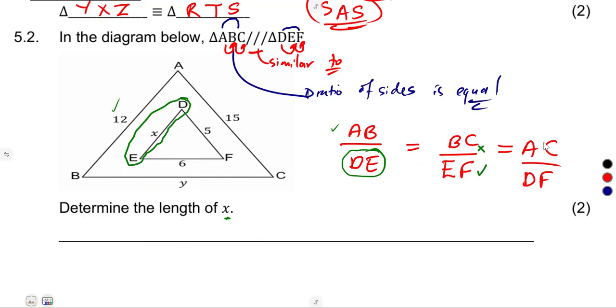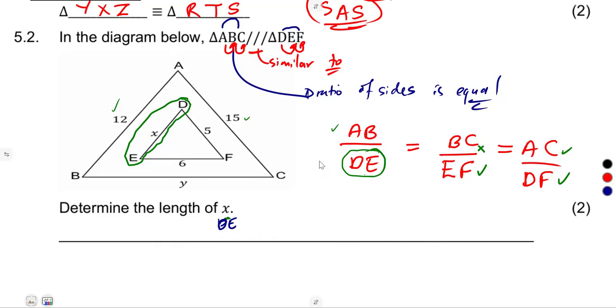So let's check the other one. AC, A to C, we have that part, which is 15. DF, from D to F, we also have this part. So we are going to equate what we are to calculate, which is X, which is representing what? DE. Remember, we say DE, this one. So we are going to take this ratio to a ratio which is complete. We cannot equate these two because we do not have BC. BC is missing. Also, DE, we do not have that.